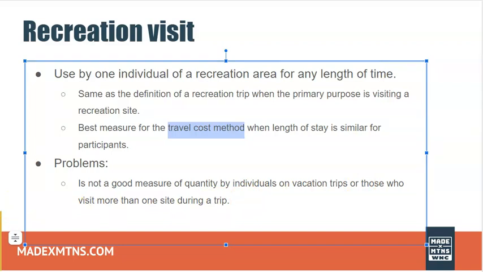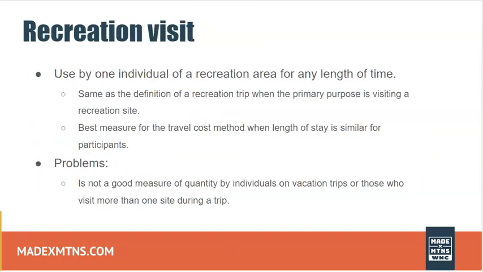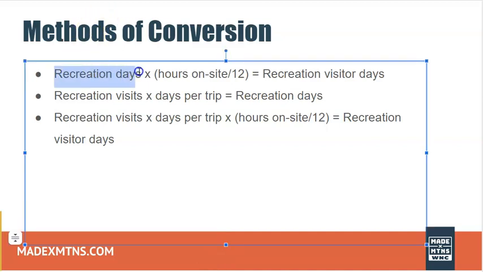Okay, so we've got these 3 definitions: recreation day, recreation visitor day, and recreation visit, but they're easily convertible into each other. So recreation visitor days is equal to the number of recreation days multiplied by hours on site divided by 12.